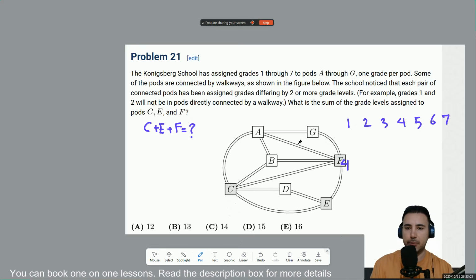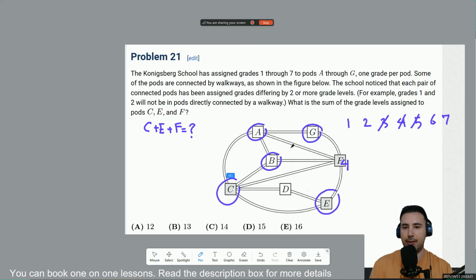So for these places that are connected to it, I can't put 4 because I already used it up. For example, for G, because it's connected to it, I can't put 3. For all of these, for this one also, I cannot use 5. So these are out. But now all of these are connected to it. 1, 2 is connected. This is connected. This is connected. This is connected.